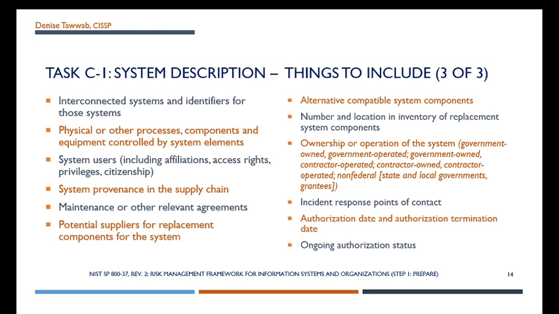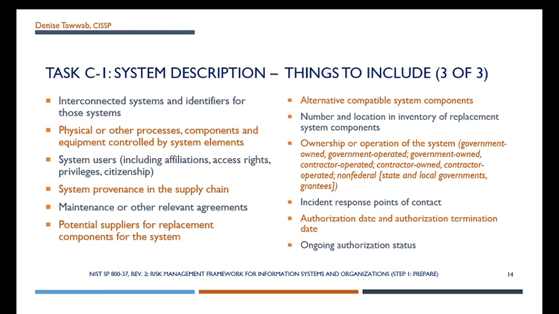Other things to include in the system description might be interconnected systems and identifiers for those systems, physical or other processes, components, and equipment controlled by system elements, system users, including affiliations, access rights, privileges, even citizenship requirements, system provenance and the supply chain, maintenance or other relevant agreements, potential suppliers for replacement parts for the system, alternative compatible system components, the number and location and inventory of replacement system components, the ownership or operation of the system, whether it's government-owned, government-operated, government-owned, contractor-operated, contractor-owned, contractor-operated.